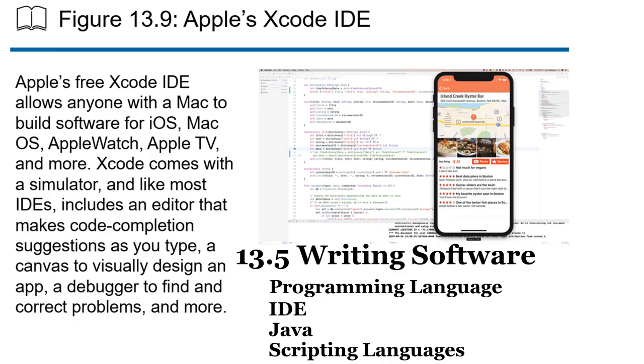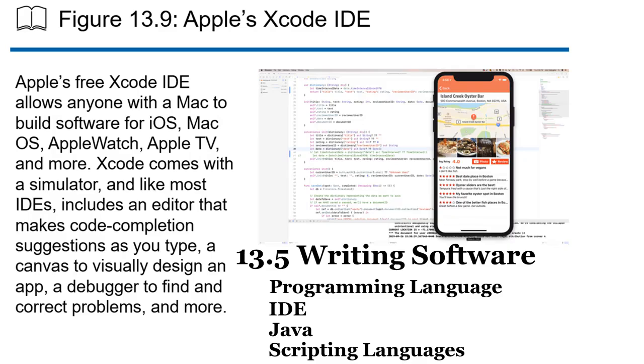Programmers write software in a programming language which provides standards, syntax, statements, and instructions for writing computer software. Many commercial software are written in a variant of the C programming language, such as C++, C#, which is written C and the pound sign, or Objective-C, the original language used for Apple's iOS app development.